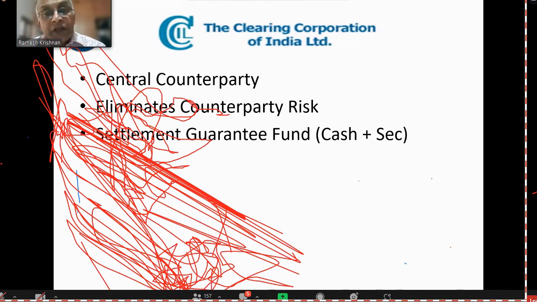Similarly, DBS Bank, Development Bank of Singapore, may have a turnover of only say 100 crores. So you deposit 5 crores plus 5 crores as your settlement guarantee fund contribution. There is nothing sacrosanct about this 5 or 500 and all. It is prescribed by CCIL depending on the volatility in the market.